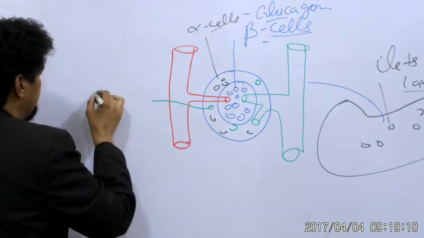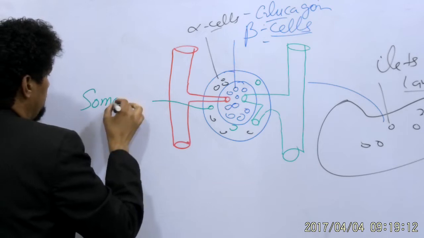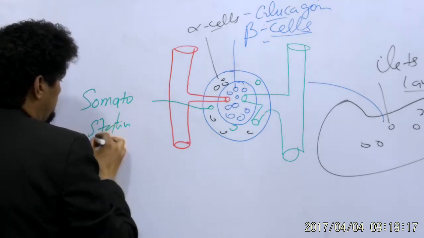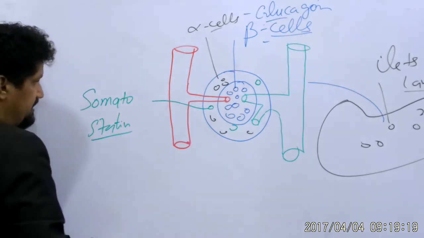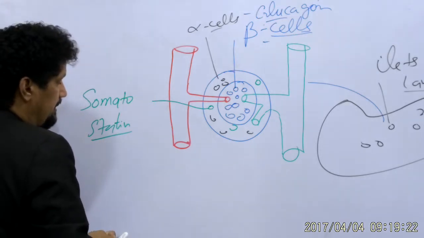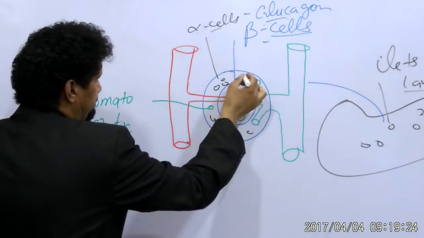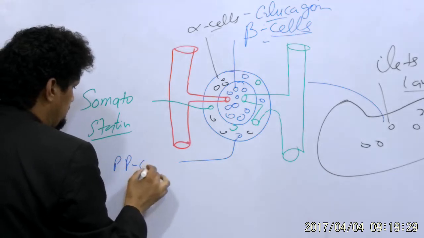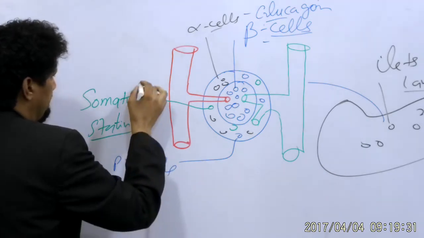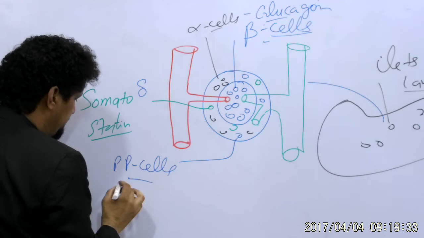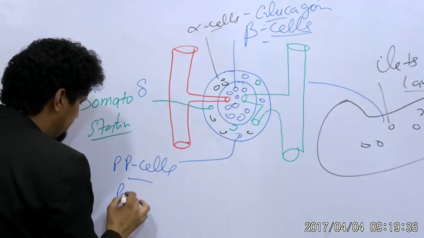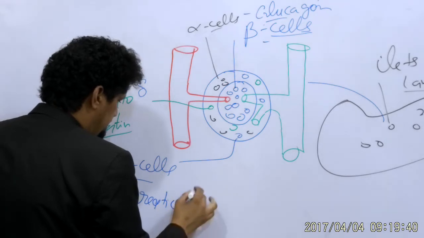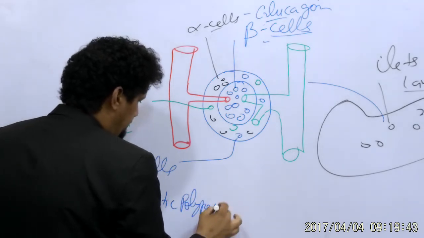Delta cells are secreting somatostatin, and the PP cells are secreting pancreatic polypeptide. These are the delta cells, and PP cells are secreting pancreatic polypeptide.